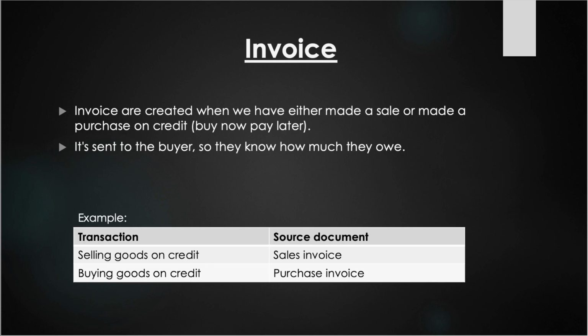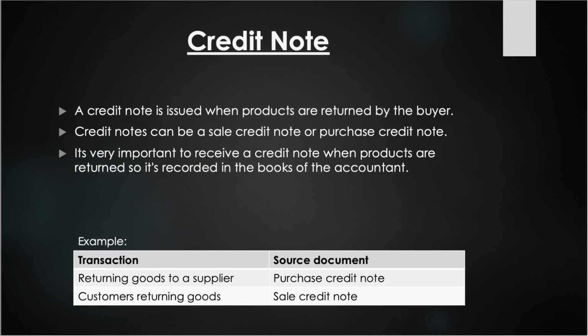So down below, I'll put an example where you can see the transaction as well as the source document with it. So for selling goods on credit, it would be a sales invoice, and for buying goods on credit, it would be a purchase invoice. Very easy, very straightforward. Second, we have credit note.